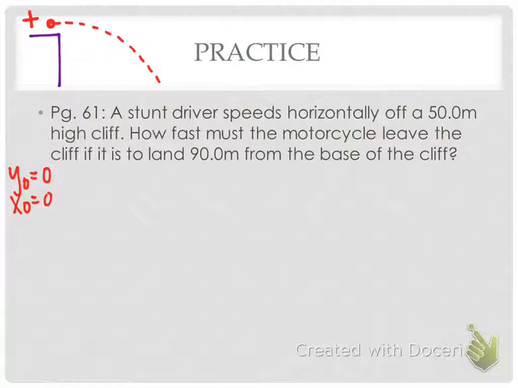Okay. What do we know about y final? What do we know about our final vertical position? Negative 50, because we're landing 50 meters below where we started. And what about our final horizontal position? 90 meters. And is it positive or negative? It's positive, because we're landing to the right of where we started. Okay, very good.